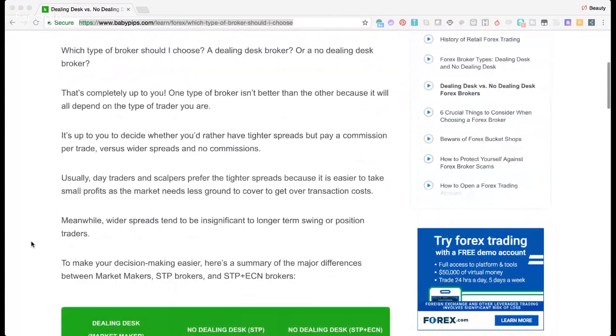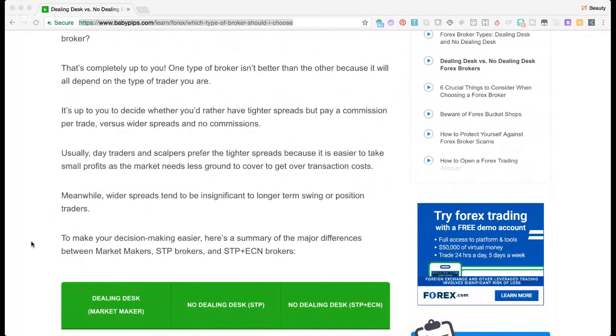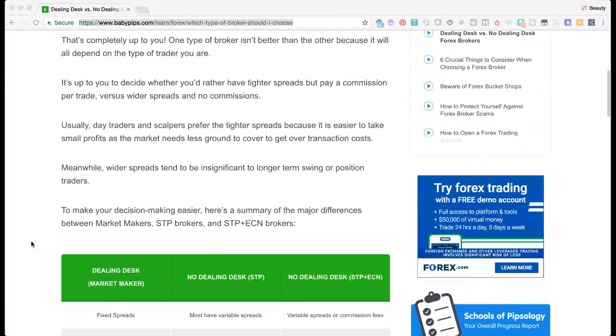Usually, day traders and scalpers prefer the tighter spreads because it is easier to take small profits as the market needs less ground to cover to get over transaction costs. Meanwhile, wider spreads tend to be insignificant to longer-term swing or position traders.